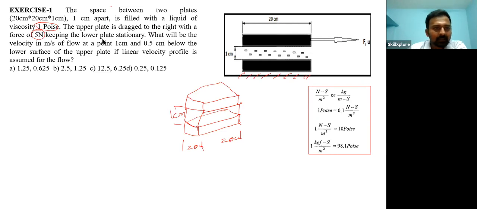So what will be the velocity in meter per second of flow at a point 1 centimeter and 0.5 centimeter below the lower surface of the upper plate, if a linear velocity profile is assumed for the flow? If linear velocity is assumed, it means considering all the fluid flows in this direction.